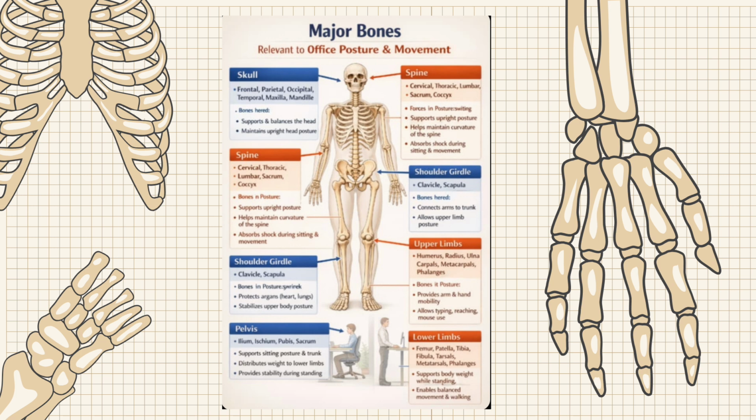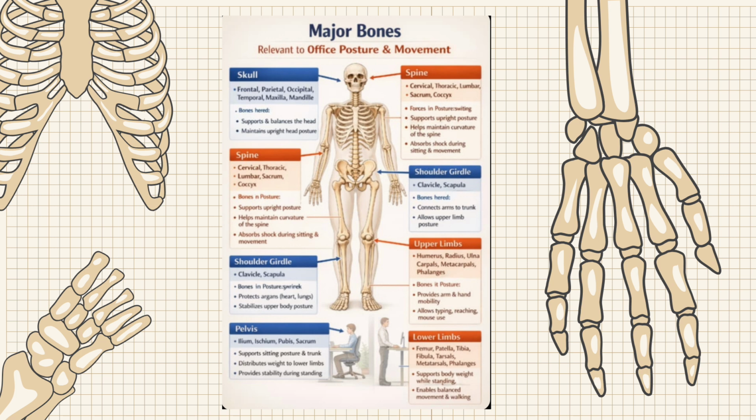So the spine. Bones involved: cervical, thoracic, lumbar, sacrum, coccyx. These are all individual vertebrae stacked on top of each other. Role in posture: it supports your upright posture, helps maintain the natural curve of your back, and absorbs shock when you sit and move.